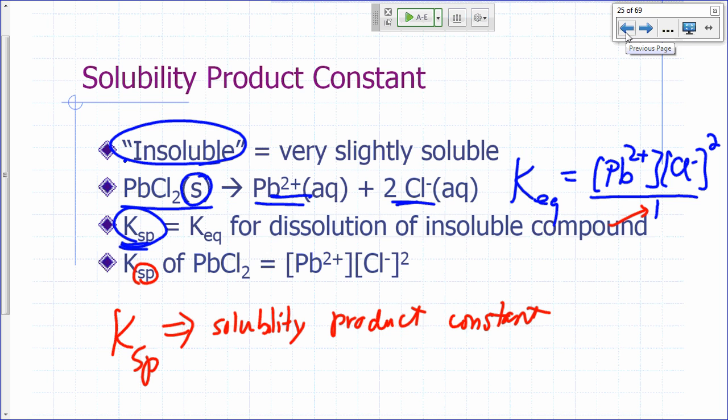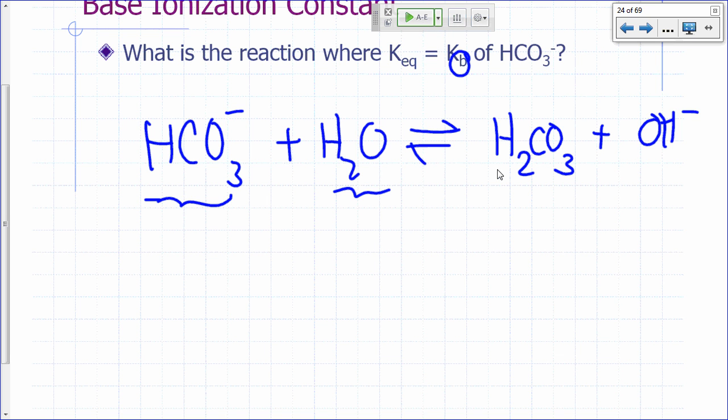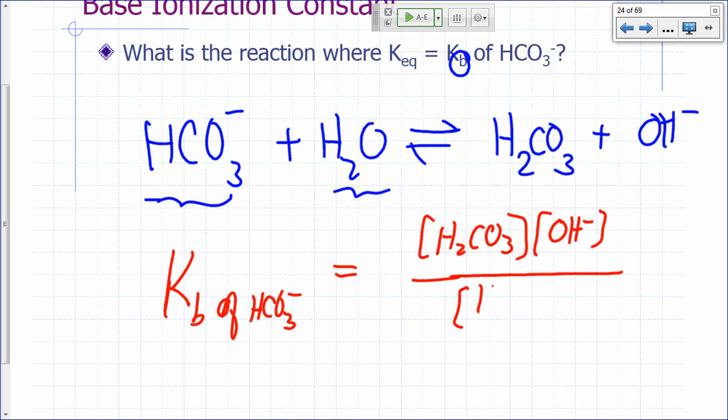By the way, I think I didn't spend too much time with Kb, huh? Let's just go back a little bit to that. What would be the expression for Kb here? If I were to ask you, what is Kb of bicarbonate ion? What would go in the numerator? Concentration of H2CO3 times concentration of hydroxide, and in your denominator, concentration of HCO3 minus. What's the activity of liquid water? 1. Okay.